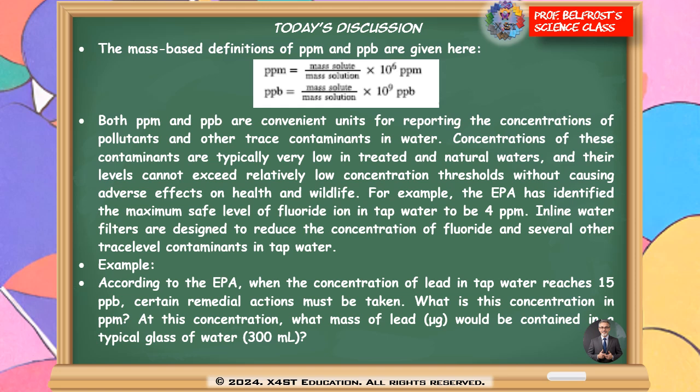Here's the example for the ppm and ppb application. According to the EPA, if the concentration of lead in tap water is 50 ppb, remedial actions must be taken. What is this concentration in ppm, and at this concentration what mass of lead in micrograms will be contained in a typical glass of water, which is 300 milliliters?